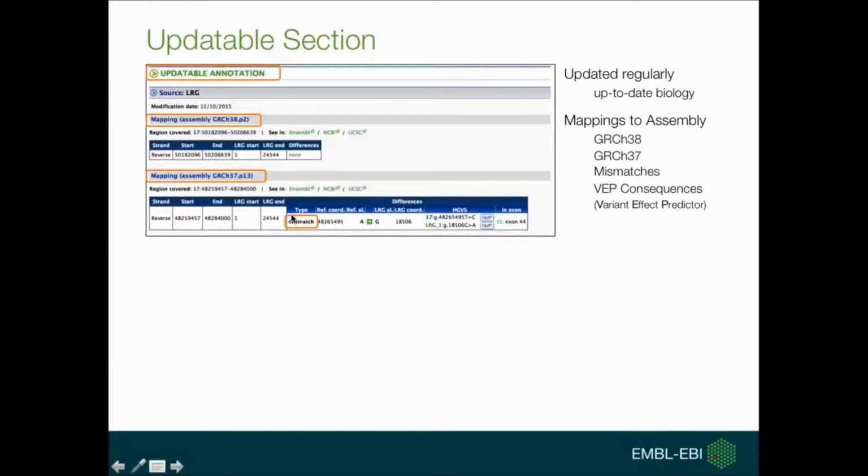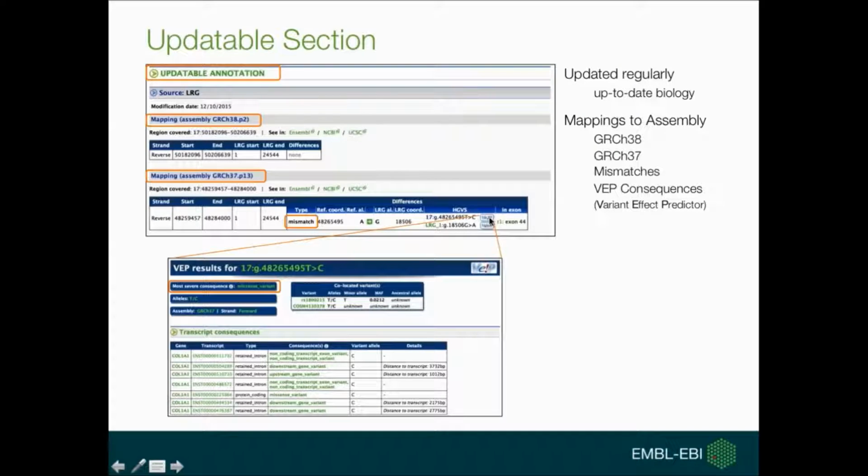You will see a mismatch. And if you use the Variant Effect Predictor, or the VEP, you can then determine the consequence of such a mismatch. If you click on the VEP icon, this will expand and you will be able to see additional information about the variant with its consequence. In this case, it's a missense variant. It is interesting to note that this particular mismatch to the assembly disappears as we move from GRCh37 to GRCh38, and now the LRG record is perfectly aligned to the current genome assembly.